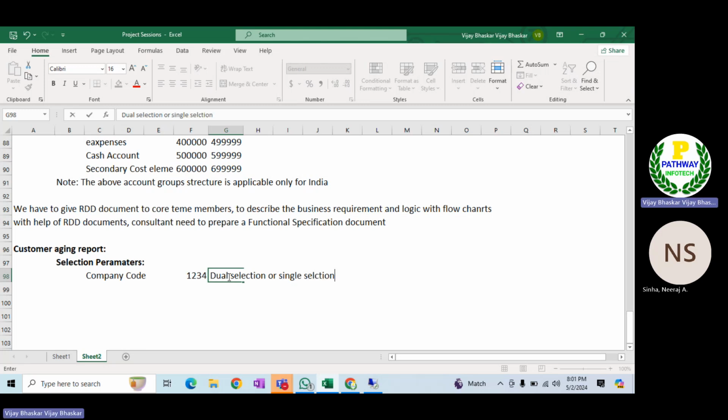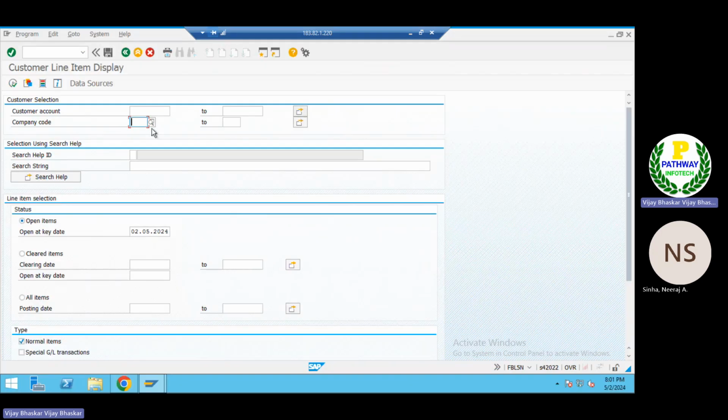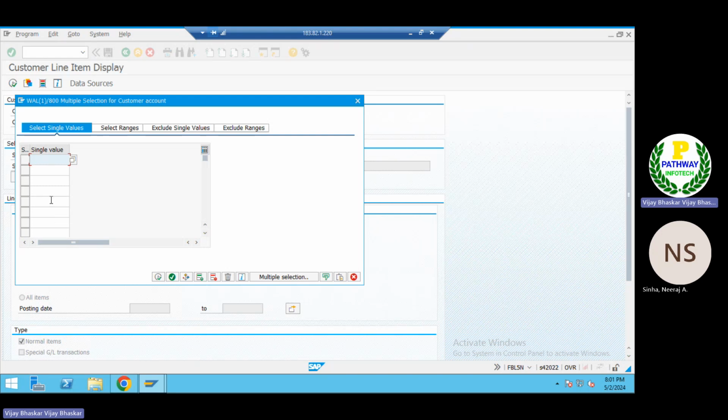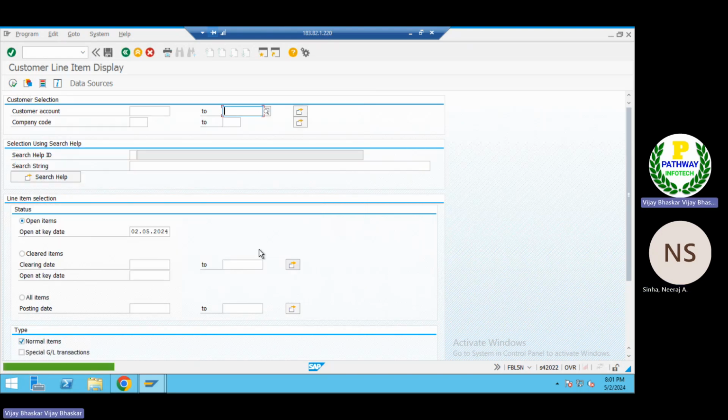What does it mean by dual selection or single selection? If you can see here, from and to number, I can key multiple things here. You should be clear about all these things. Here you can see clearing date. Now you can see open at key date. I can key only a single value here. I cannot key multiple. So that is what single selection or multiple selection means. You should have a clear understanding about this one.